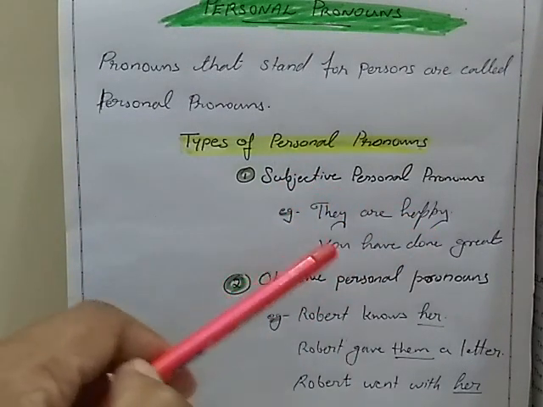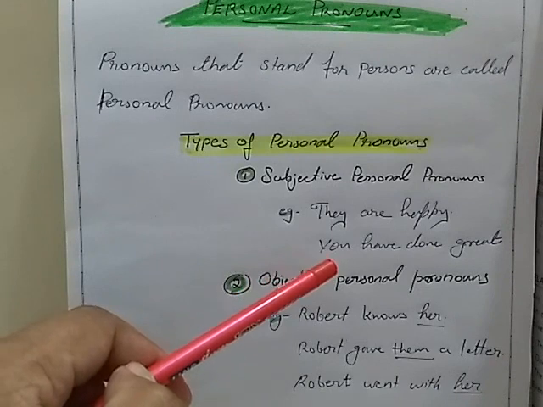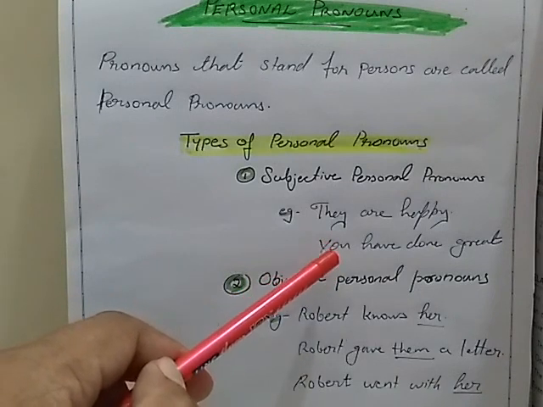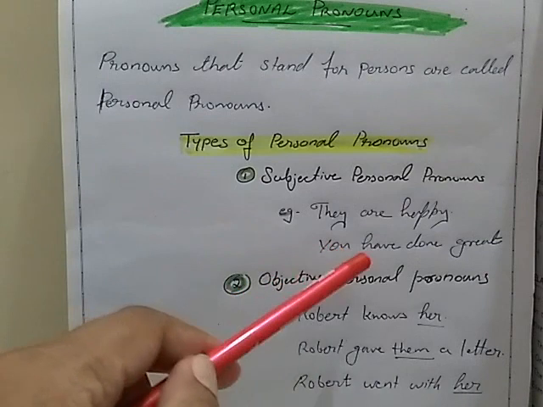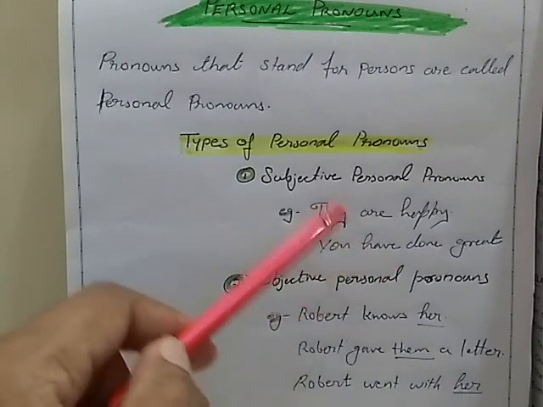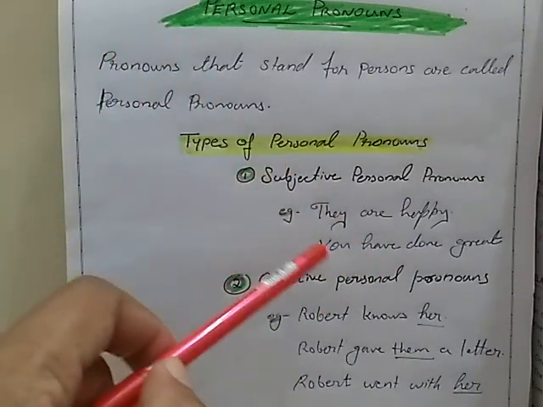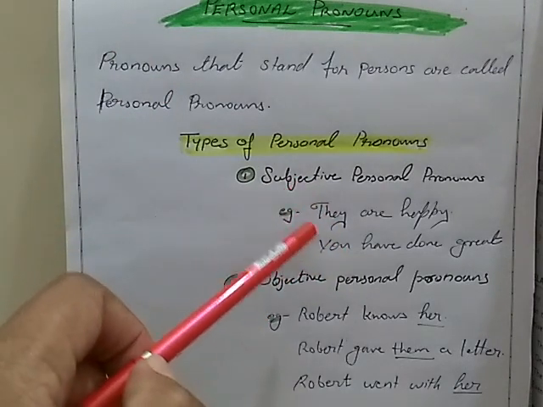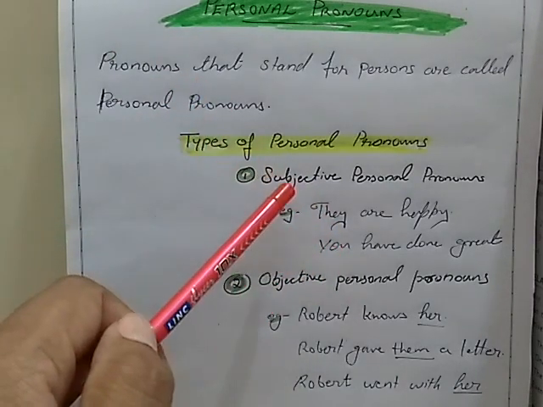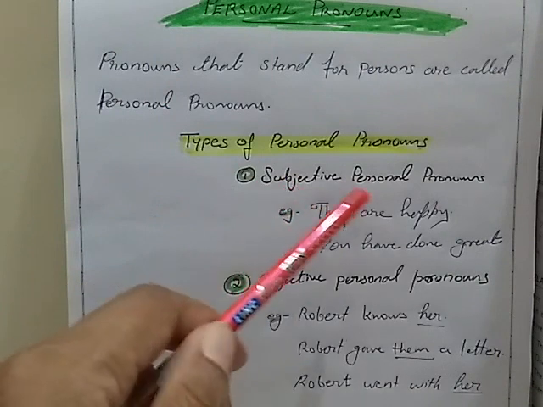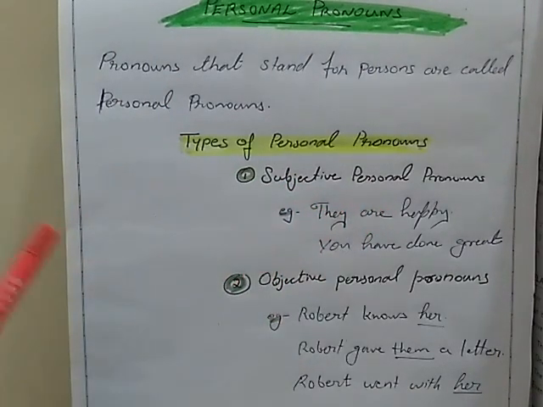And the next example, you have done great. Another person is used here. You, second person, you have done great. So when we use the pronoun as the subject in a sentence, we can say that it is a subjective personal pronoun. And the second one is objective personal pronouns.